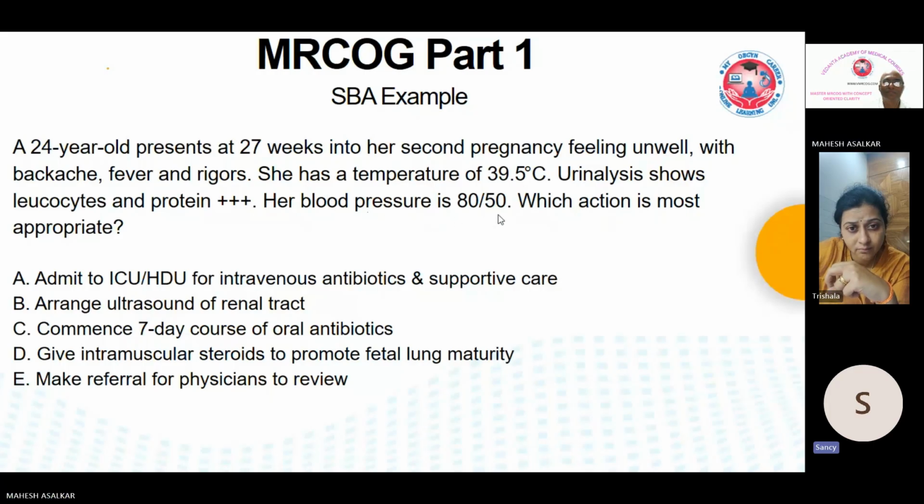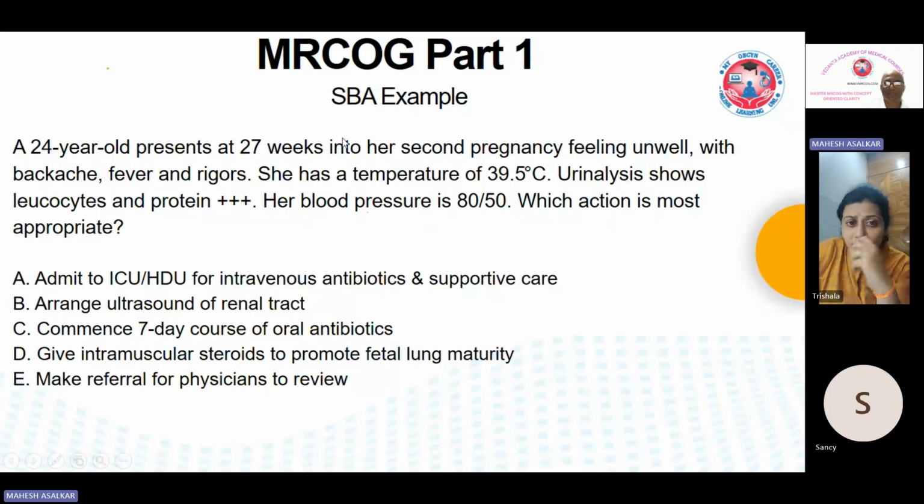Admit to ICU for IV antibiotics and supportive care; arrange ultrasound for renal tract; commence 7-day course of oral antibiotics; give intramuscular steroids to promote fetal lung maturity; make referral for physicians to review. Option A, sir.